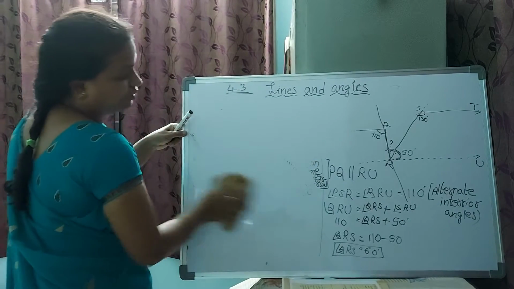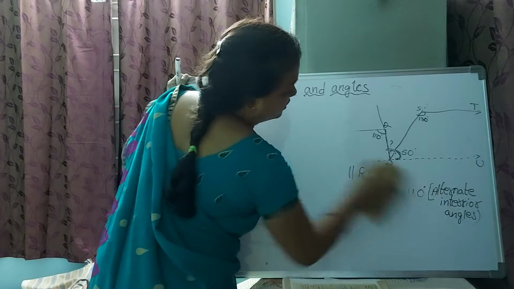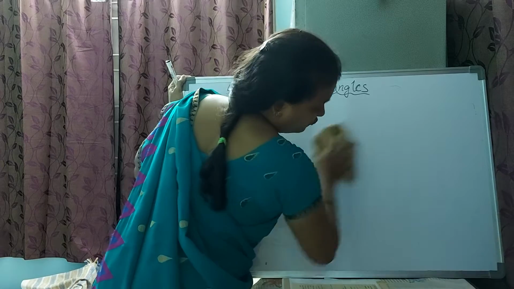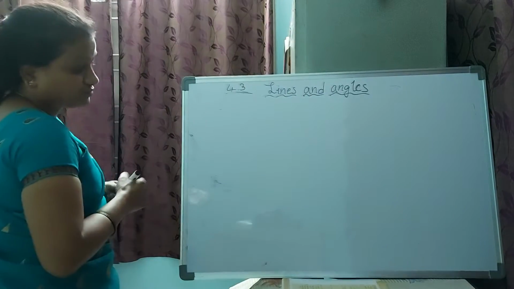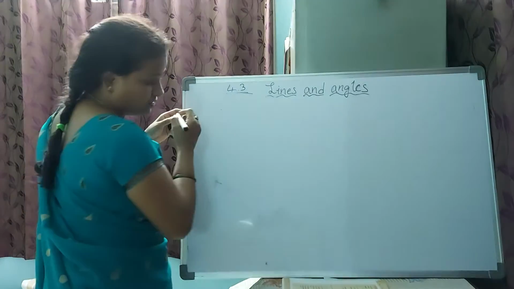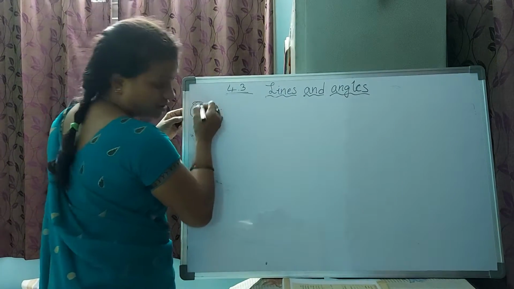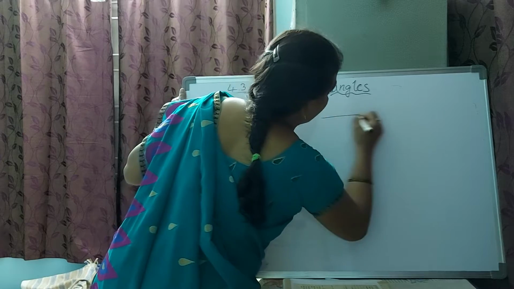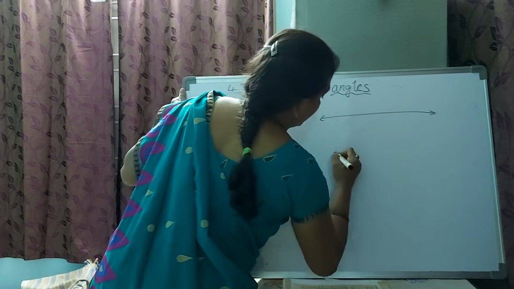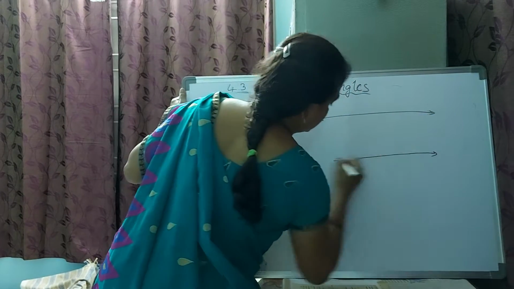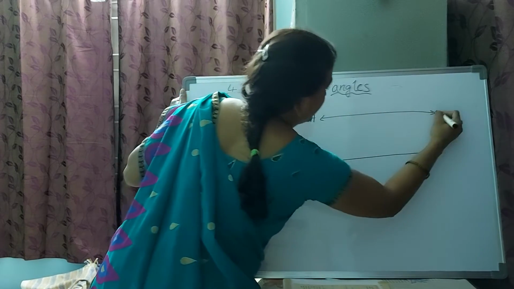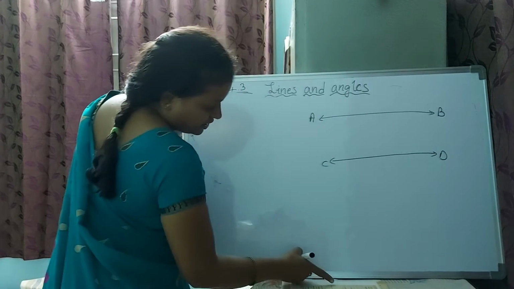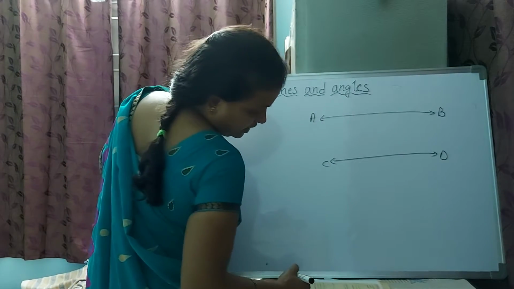In 4.3 only, the third problem. Somewhat clumsy, but if you observe carefully, you can understand nicely. See this one. Third one. AB is parallel to CD, and GE is a transversal.